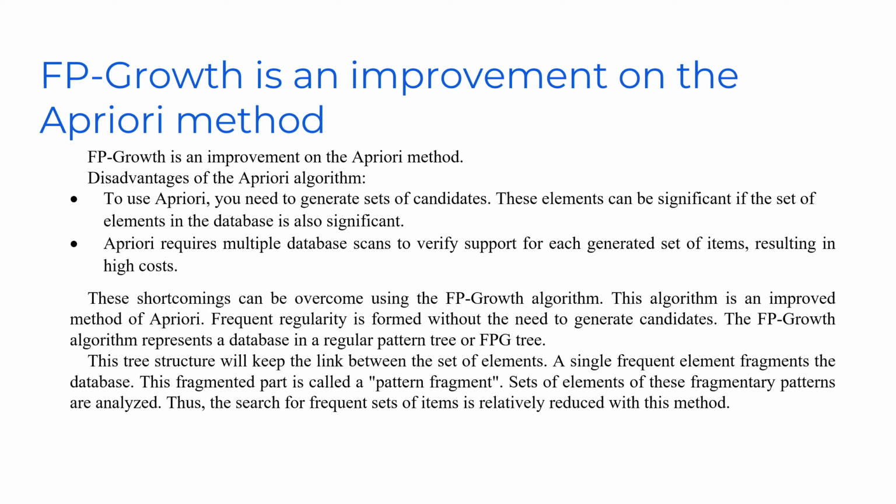Frequent patterns are formed without the need to generate candidates. The FP growth algorithm represents a database as a frequent pattern tree, or FP tree. This tree structure will keep the links between the sets of elements. A single frequent element fragments the database. This fragmented part is called a pattern fragment. Sets of elements of these fragmentary patterns are analyzed. Thus, the search for frequent sets of items is relatively reduced with this method.